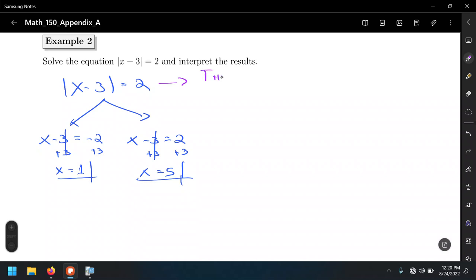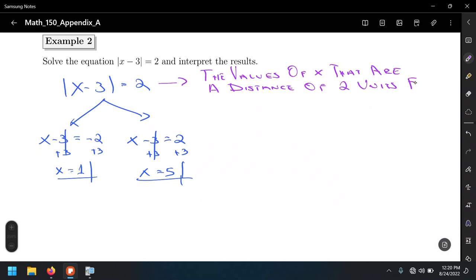the values of x that are a distance of 2 units from 3. And in this case, absolute value, that's why we have two solutions, because for example, if I'm standing at the number negative 3 here, if I move 2 steps, I can do it in one direction and the other direction as well. So that's why we have two solutions.